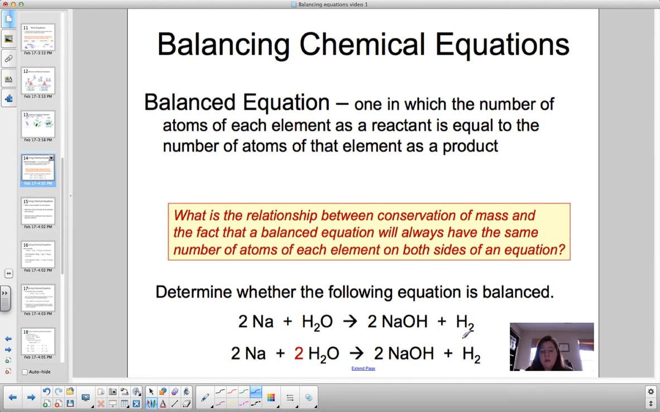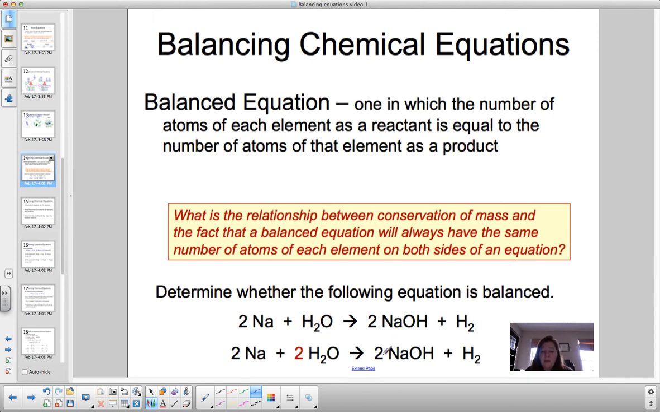Okay, so let's look here. I'd like you to determine which one of these you think is balanced. If you'd like to, you can pause for a minute and try to figure it out. I'm not going to wait that long. You can pause here if you'd like, but let's figure this out. Well, this one has 2 hydrogens, and if I put a 2 here, that would give me 4 hydrogens, but I only have 2 hydrogens over here, so I can already tell that this one's not balanced.